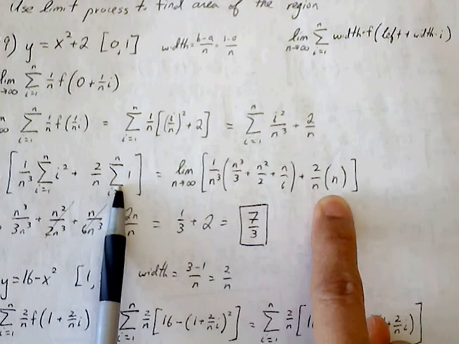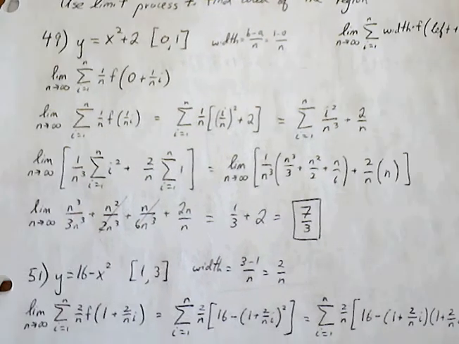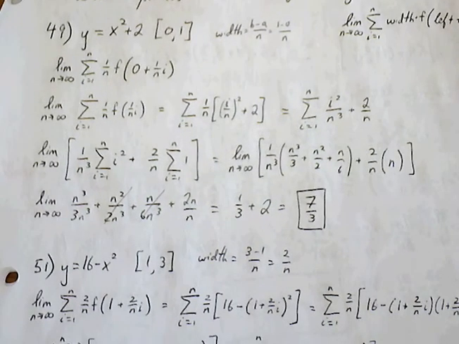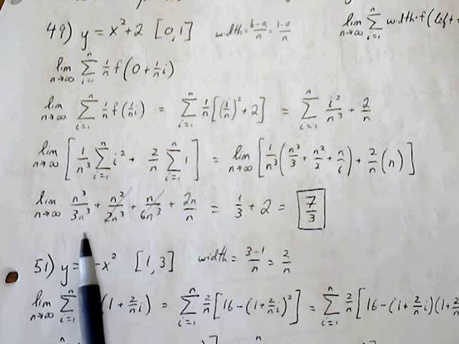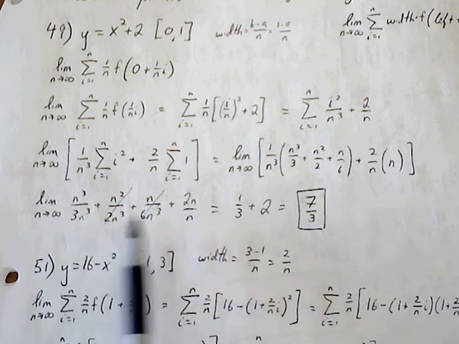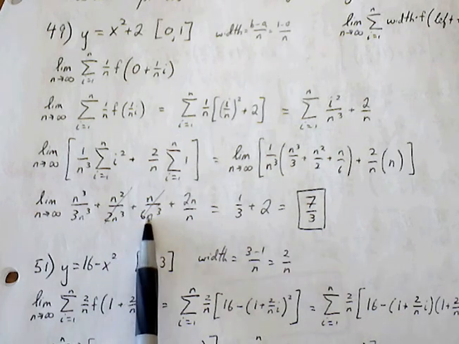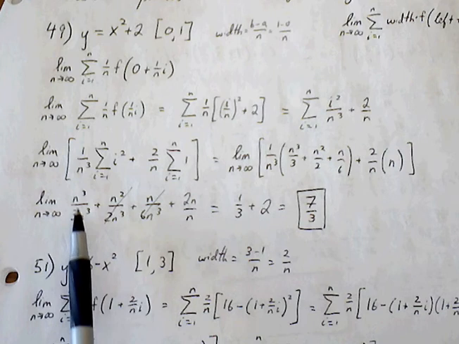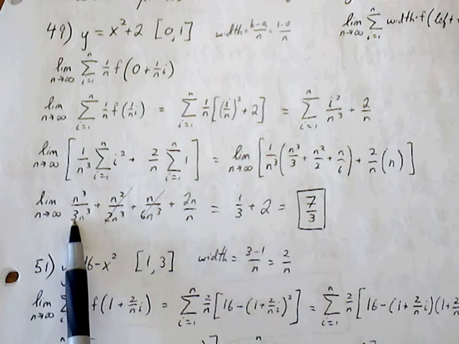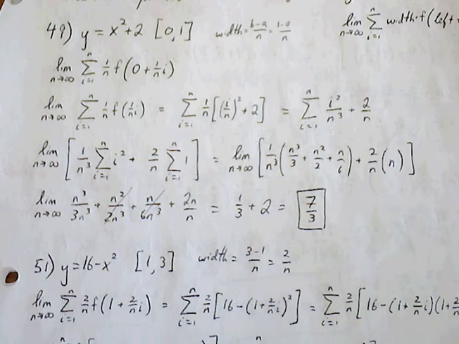So now we have everything in terms of n. Distribute everything through to get rid of the parentheses, and then we can evaluate the limit as n approaches infinity. We see that these two fractions are going to go to 0 because the denominator's degree is higher. So the only coefficients we're going to keep are the first, 1/3, and the second one, 2 over 1. So 1/3 plus 2 is 7/3.